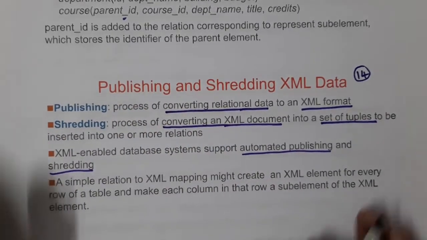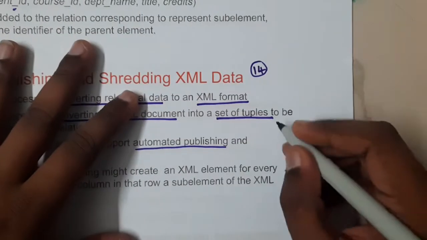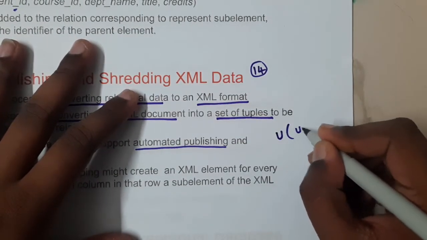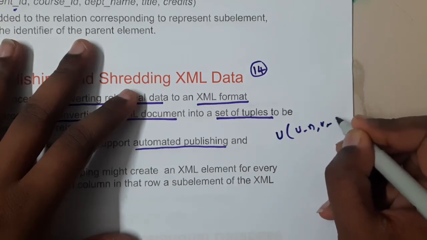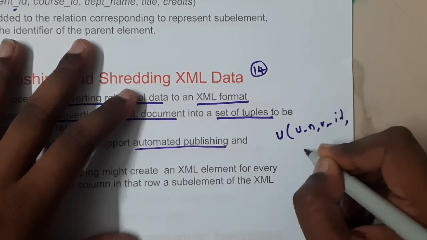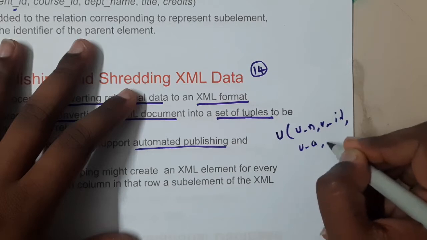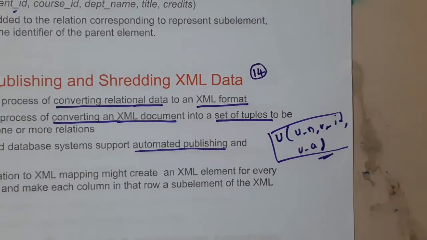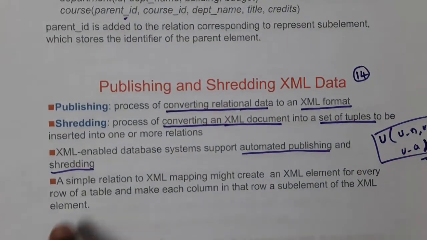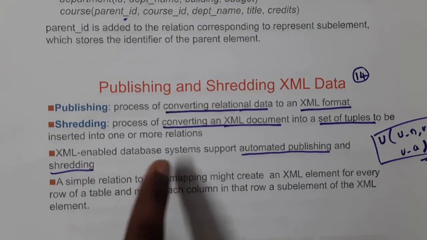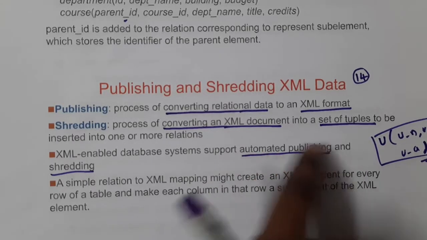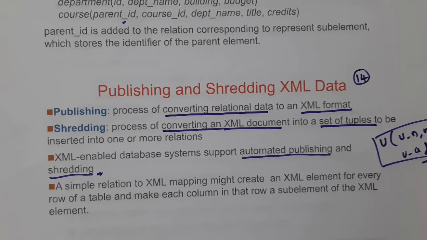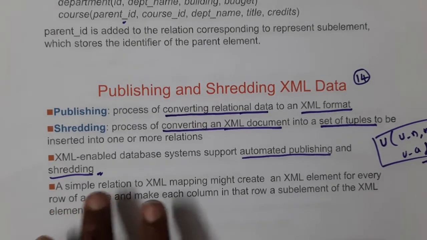If you are confused about what these tuples are, assume a small table which has a university name, university ID, and university address and all those things. This is nothing but a tuple, in simple words. So XML enables a database system to support automated publishing and shredding. These two are mandatorily enabled for any kind of XML database.